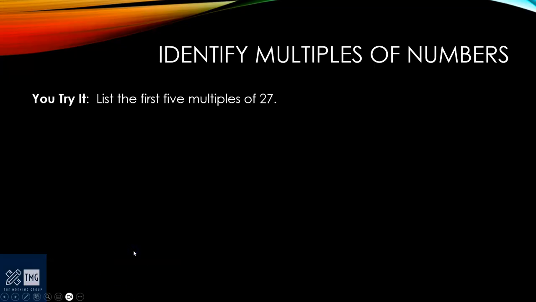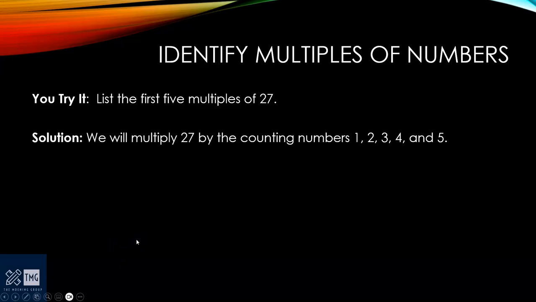All right, you try this one. List the first 5 multiples of 27. So pause it, find it, and then come back and see how you did. So to find the first 5 multiples of 27, we're going to use the counting numbers 1, 2, 3, 4, 5, and multiply by 27.